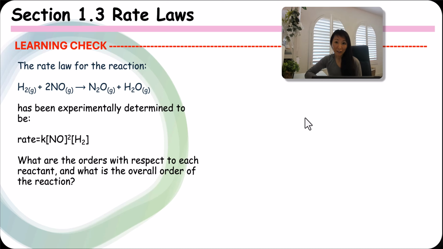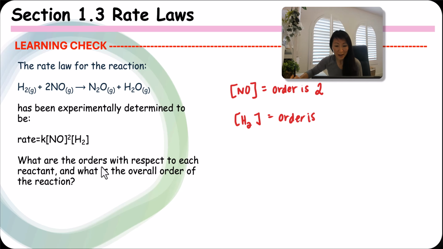Let's do a learning check based on what we have learned so far. The reaction is H2 plus 2NO forming into N2O plus H2O. And it has already been experimentally determined that the rate is equal to k, NO to the second power, and H2. What are the orders with respect to each reactant? And what is the overall order of the reaction? So for the NO, the order is, and you see the exponent is 2. For H2, what do you think the order is? The order is not 0. If it was 0, then that H2 wouldn't even be there. It's actually 1, but it's not showing the exponent 1. So for the overall order, you're just going to add 2 plus the 1, and that would be 3.